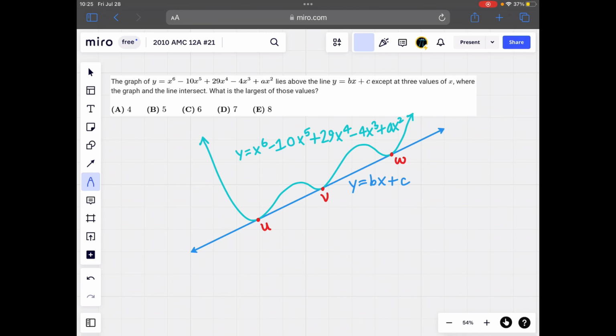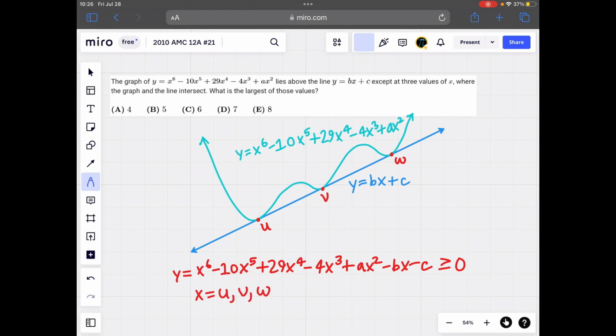So if we subtract y equals bx plus c from the original 6th-degree polynomial, we would get y equals x to the 6th minus 10x to the 5th plus 29x to the 4th minus 4x cubed plus ax squared minus bx minus c. And this is greater than or equal to 0, where equality holds when x equals u, v, and w. Each of these roots, u, v, and w, is a double root.